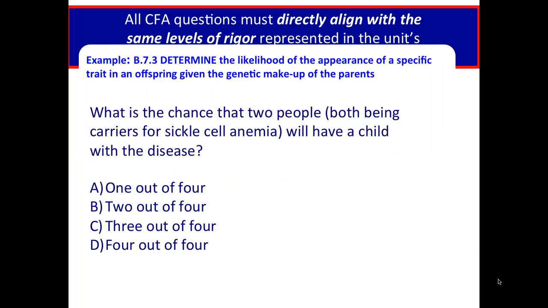A couple science examples. Determine the likelihood of the appearance of a specific trait in offspring given the genetic makeup of the parents. What is the chance that 2 people both being carriers for sickle cell will have a child with the disease? Now, it's implied here that the student must understand what being a carrier is. So we've got our 4 choices, pretty straightforward, pretty standard, and we can see it aligns to that particular standard.